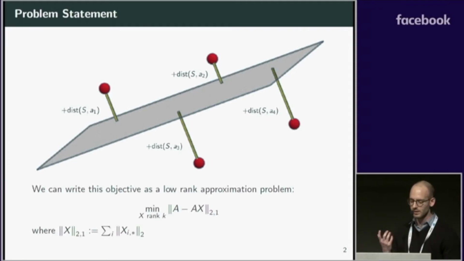We're going to write this objective as this low-rank approximation problem with this thing I'm calling the 2-1 norm. This weird thing is easy to work out. It would take you about a minute, but basically this norm means that you take a matrix and you take the L2 norm of each row and then you sum these. So you can basically just express this problem this way.